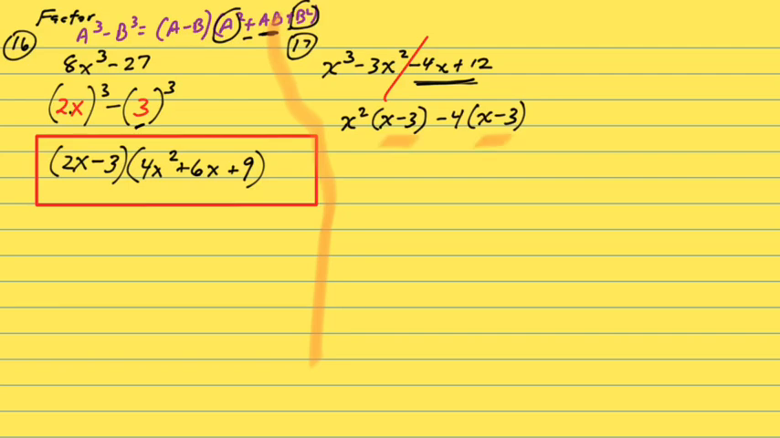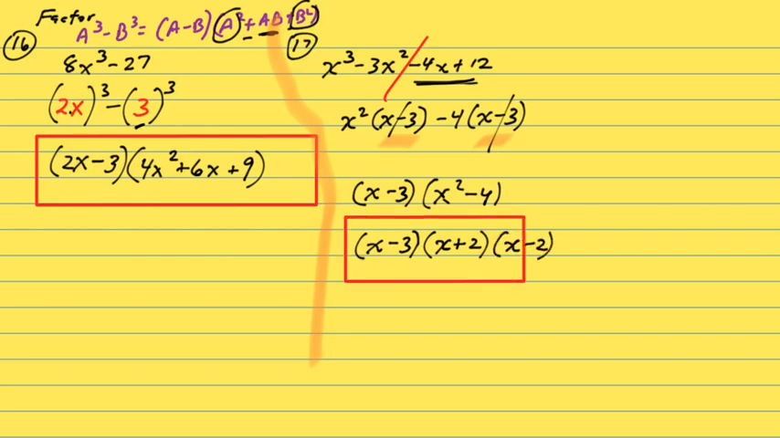Both of these contain an x minus 3, so I'm going to factor it out. If I took those out, what remains would be x squared minus 4. That is the difference of squares, and x squared minus 4 might factor into x plus 2 times x minus 2. Now we have that completely factored.